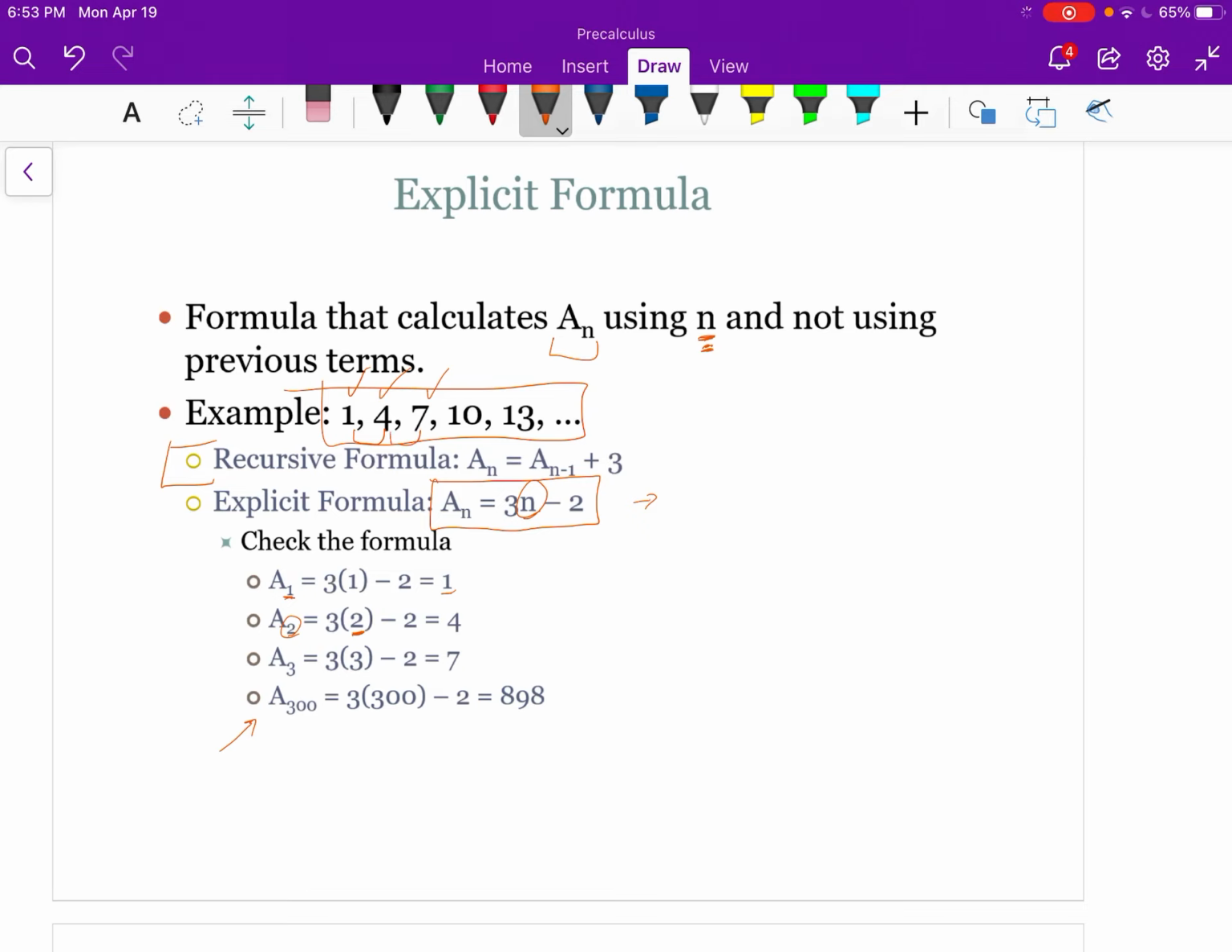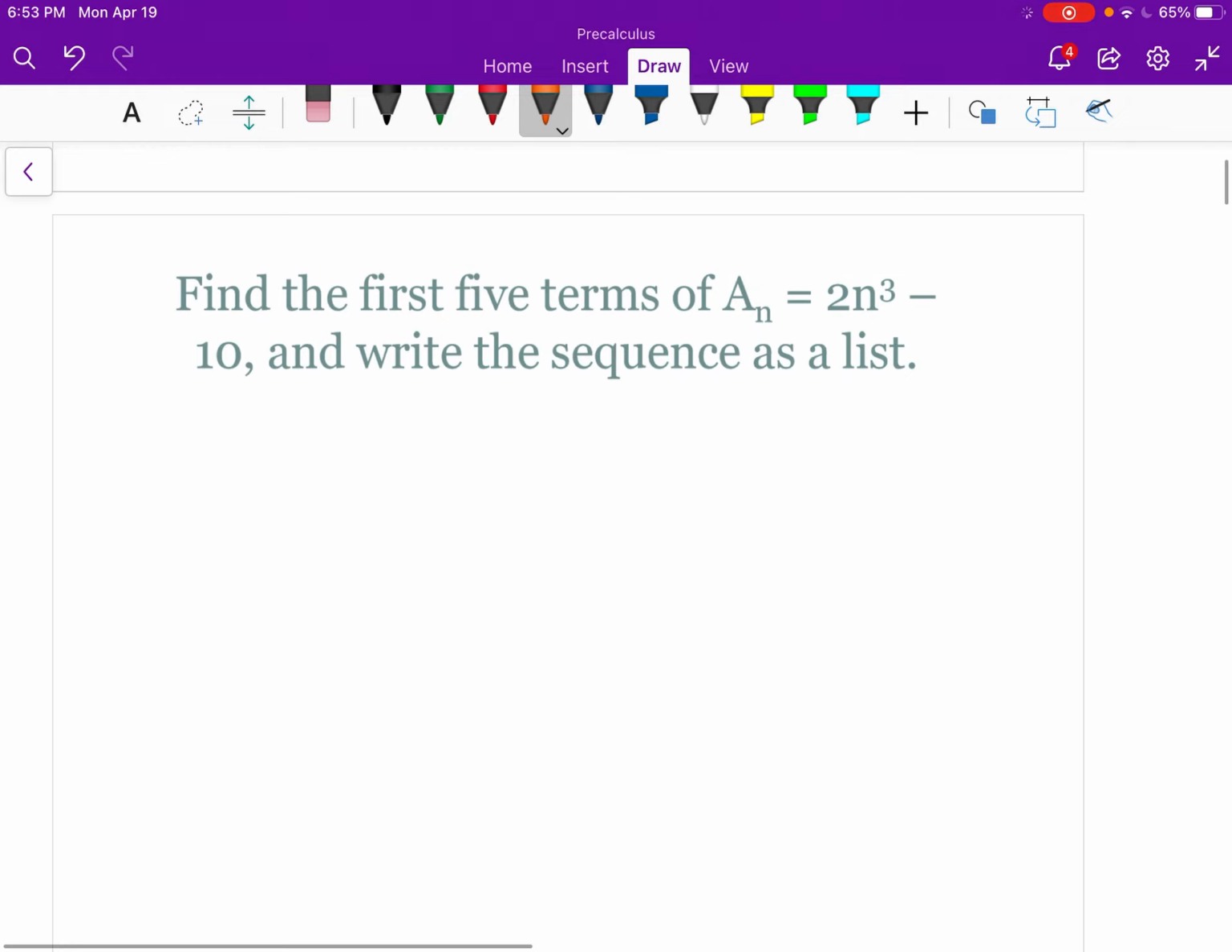Something to notice here, this goes up by 3. Where do you see that 3 in our formula? Well, it is that number right there that's multiplied times n. Here we have another one. Find the first 5 terms of a sub n equals 2n cubed minus 10. I'm going to write that just in one line here. 2 times n cubed minus 10.